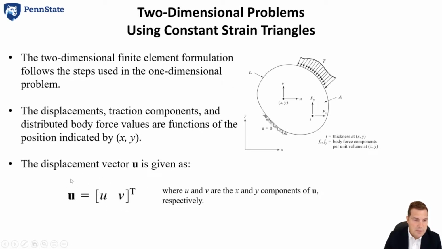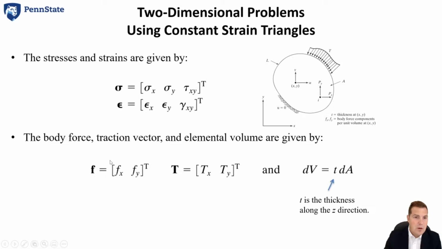our displacement vector. We also introduce the additional values of sigma y and the shear stresses, both for stress and strains. We have x, y values. And then the body force, traction vector, and elemental volume are now modified. The tractions and the forces are obvious. Here we're adding a thickness to that cross-sectional area along the z direction.